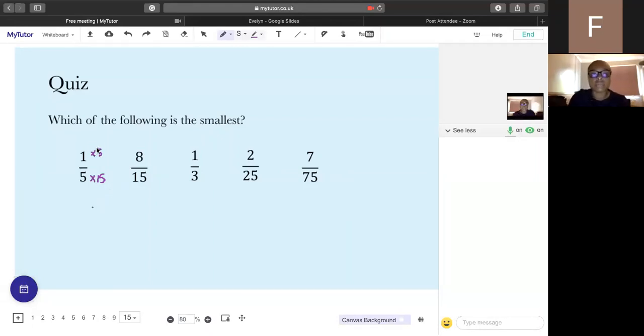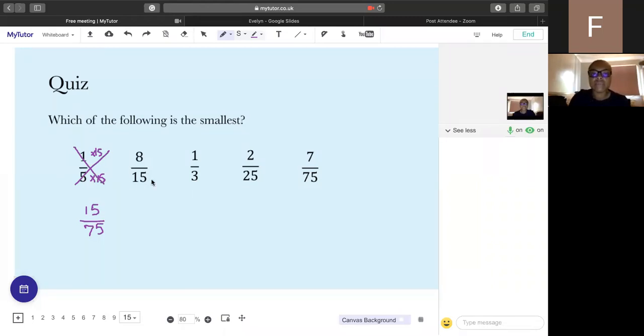Sorry, 1 times 15 here. So we've got 15 over 75. Now, we already can tell that 15 over 75 is much bigger than 7 over 75. So obviously this one can't be the smallest one. So we can cross that one out.